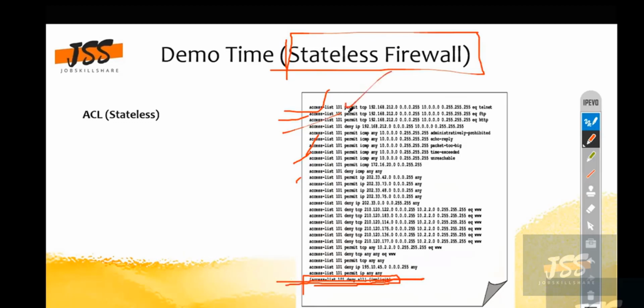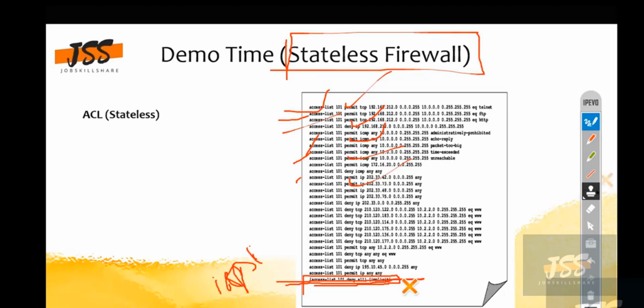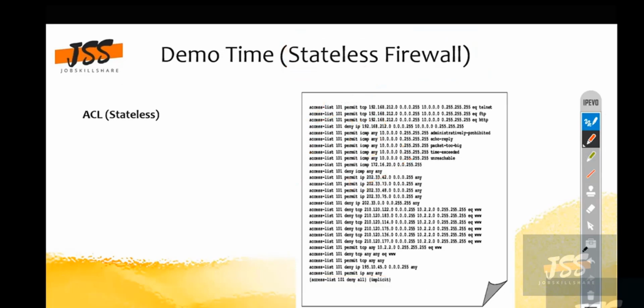So these are very specific traffic. Either you want to permit or deny, whatever. If you don't mention this thing, in the end there is an implicit deny. I mean, it is blocking all traffic at the end. Okay, so I will give you the demo as well for this stateless firewall, and then you will have a better idea.